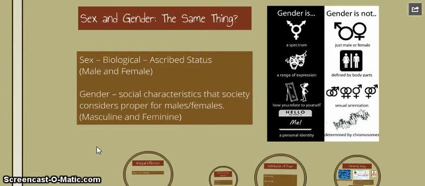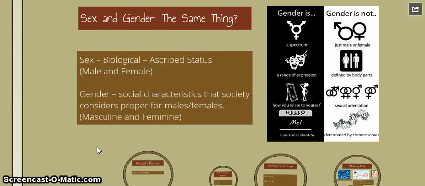So sex, by the way, is biological, so it's related to our ascribed status. That is, the statuses that are given to us that we have no choice over. So when we look at sex, we're talking about what we're born with. That is, are you male or are you female? When we're talking about gender, we're actually talking about the characteristics that society considers proper for males and females. So, for example, masculine and feminine.